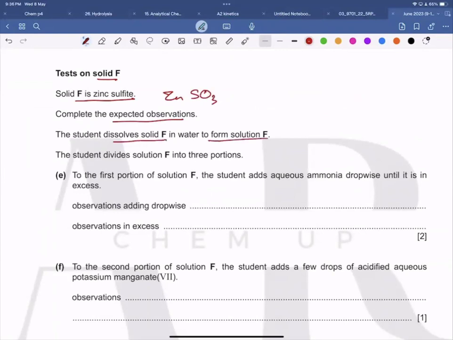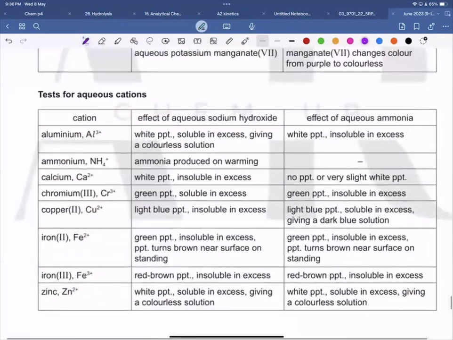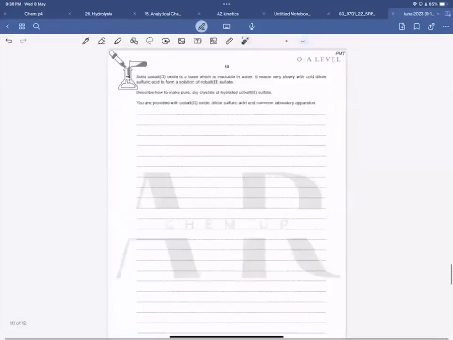The student dissolves solid F in water to form solution F. The student divides the solution F into 3 portions. To the first portion of solution F, the student adds aqueous ammonia dropwise until it is in excess. Observation. So with the zinc, you are going to get a white precipitate and it dissolves when we have added excess, to form a colorless solution. See, you can get this from over here. They have told you that it's zinc and aqueous ammonia has been added. White precipitate soluble in excess, giving a colorless solution. Okay. So we are going to write these observations over here.